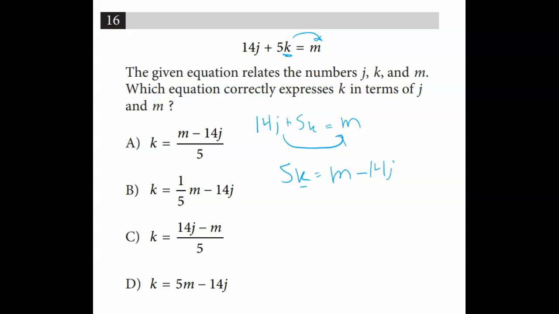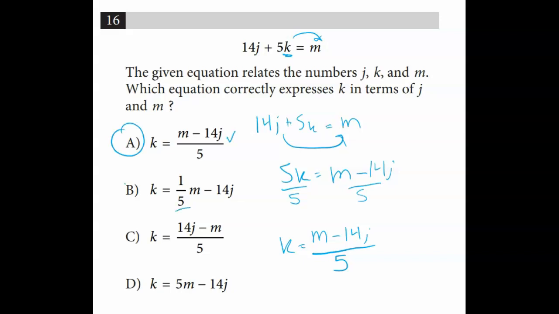And we just need to divide everything by 5. We get k equals m minus 14j all over 5. So that's going to be the answer choice we're looking for. Let's look. All right, well, yep, A's looking pretty good.